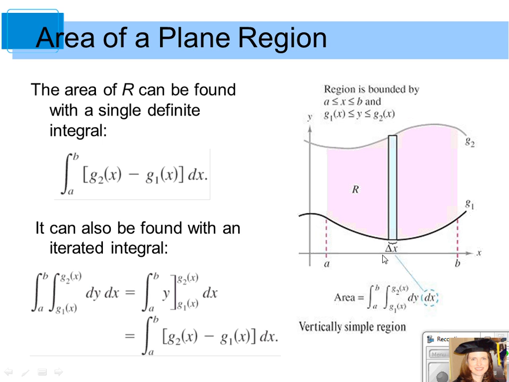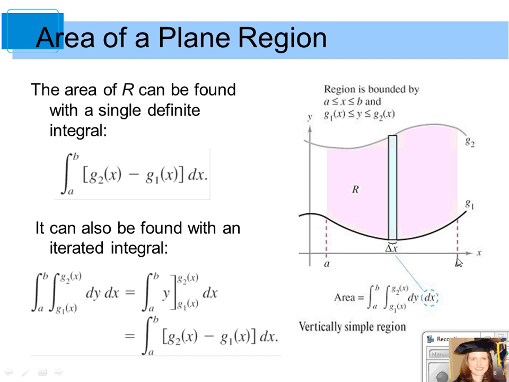Now I draw this representative rectangle, and that's going to help you out a lot. It's going to tell you whether the region is vertically simple or horizontally simple. In this case, a vertical rectangle indicates that the region is vertically simple. When you slide this vertical rectangle all the way to the left or all the way to the right of the shaded region, the bottom of that rectangle is this g1 of x, and the top of that rectangle is g2 of x. And you slide it to the left, you get x equals a. Slide it to the right, you get x equals b.